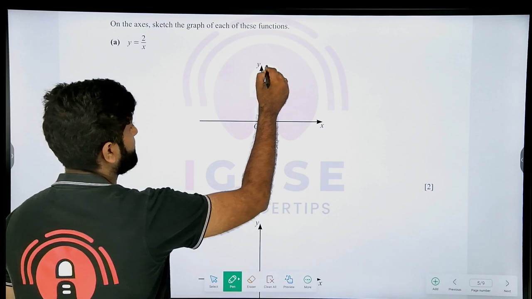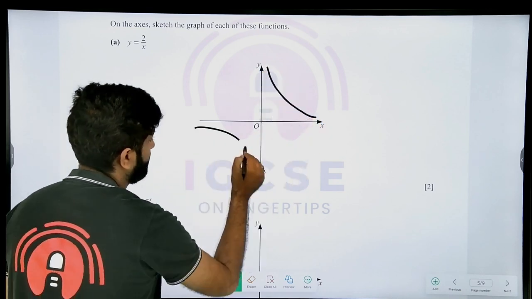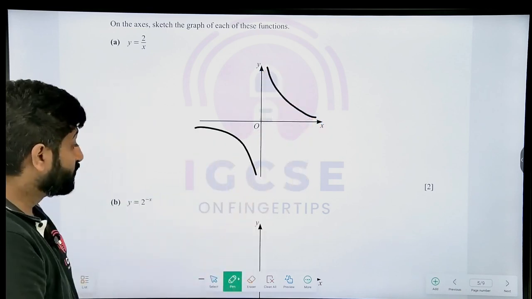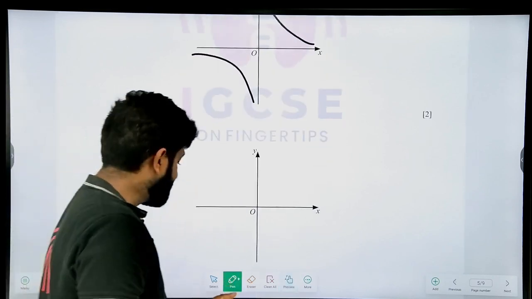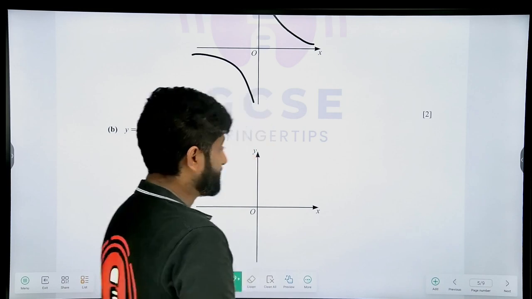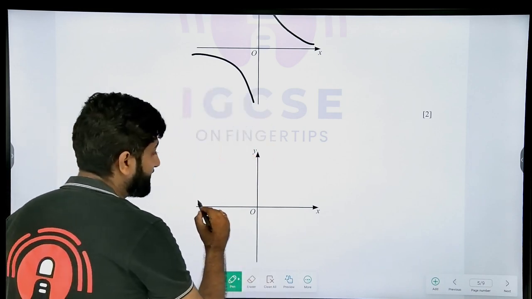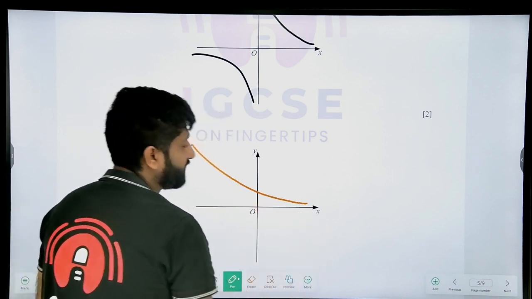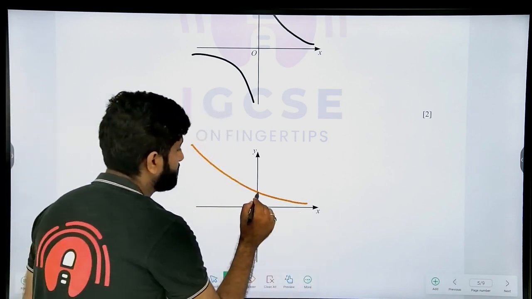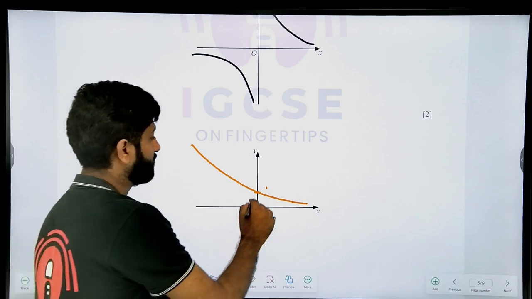Again, 2 by x is a reciprocal curve. So 2 to the power negative x. This is a decaying exponential curve, or a reducing exponential curve. Guys, the increasing exponential curve looks like this, but the reducing exponential curve looks like this. Just do plot that this is 1. Do plot that this is 1.